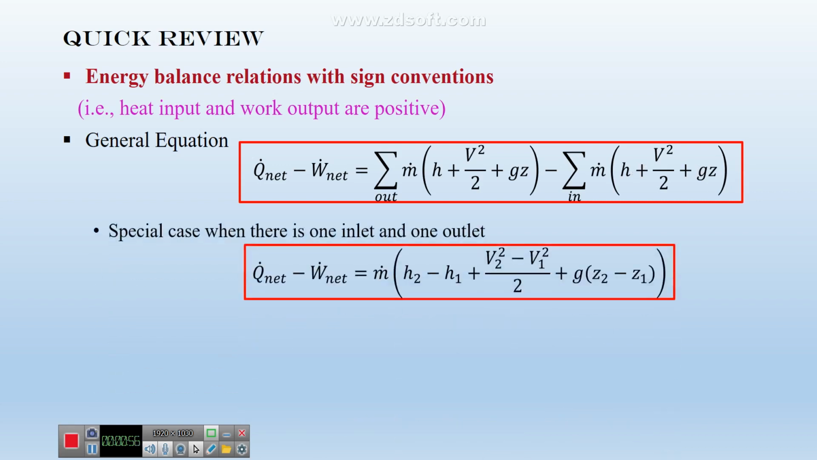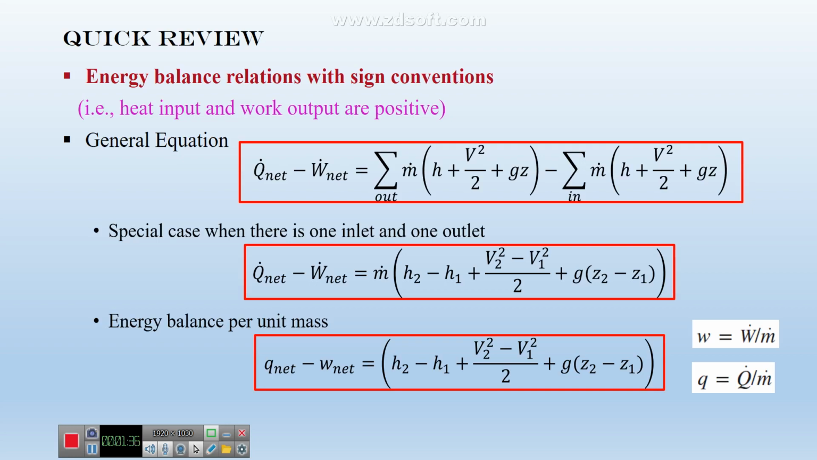So for the specific case, if there is one inlet and one outlet, you can simplify this equation into this format. Keep in your mind that you can use this equation, a special case when there is one inlet and one outlet, for most engineering equipment, for all turbines, compressors, normally heat exchangers, throttling valves and diffusers, nozzles, all these equipments work under the steady state conditions, and normally there is one inlet and one exit.